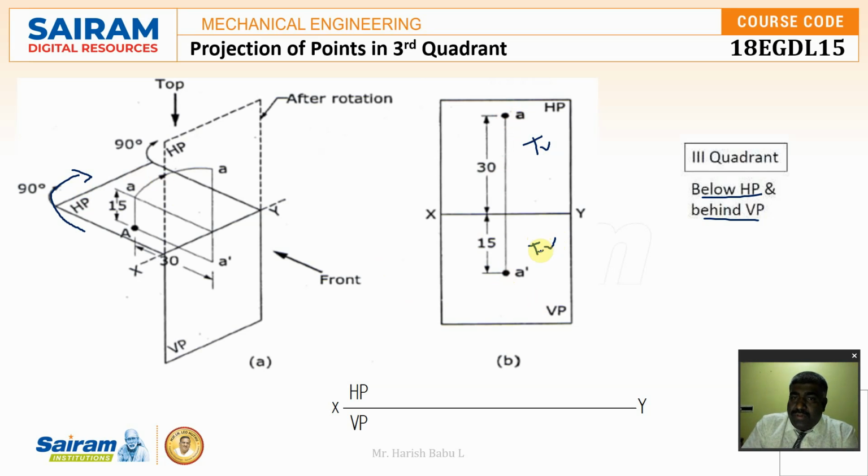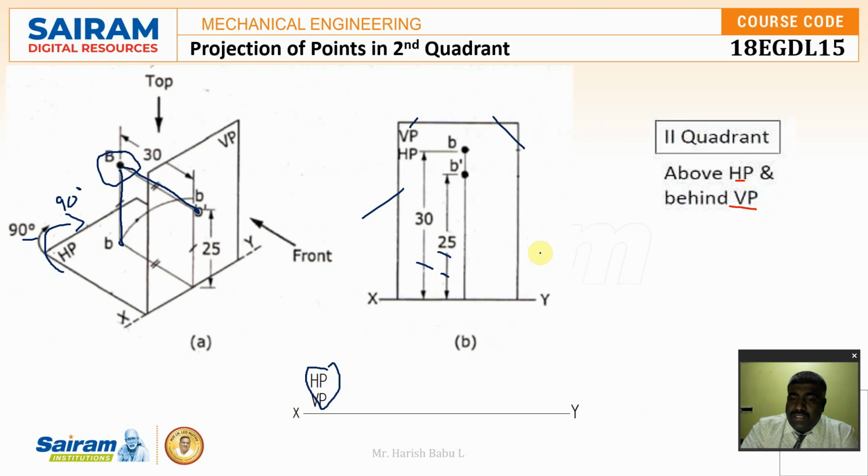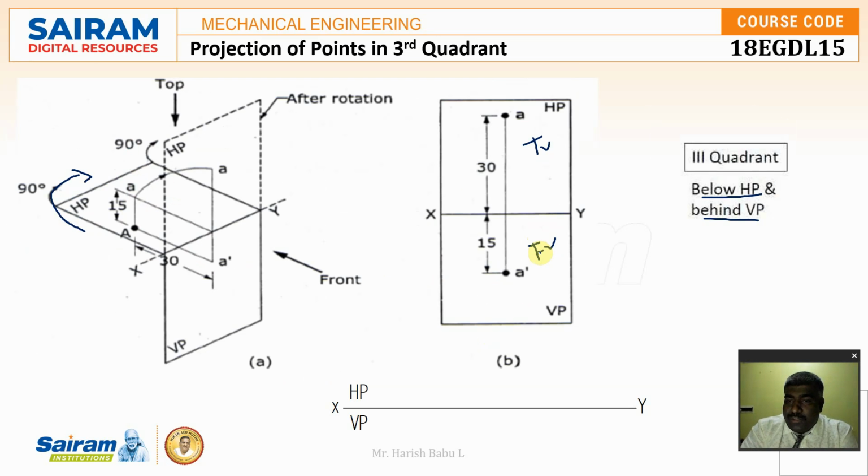If you take the first angle, the front view will be at the top and the top view will be at the bottom. So you can see it is just opposite to the third angle of projection. So that is the difference when you take the first angle projection and third angle projection, assuming the first quadrant and third quadrant. In the first quadrant, I get the front view at the top and the top view at the bottom, whereas in the third quadrant, the top view will be at the top and the front view will be at the bottom. And the representation will be HP by VP.